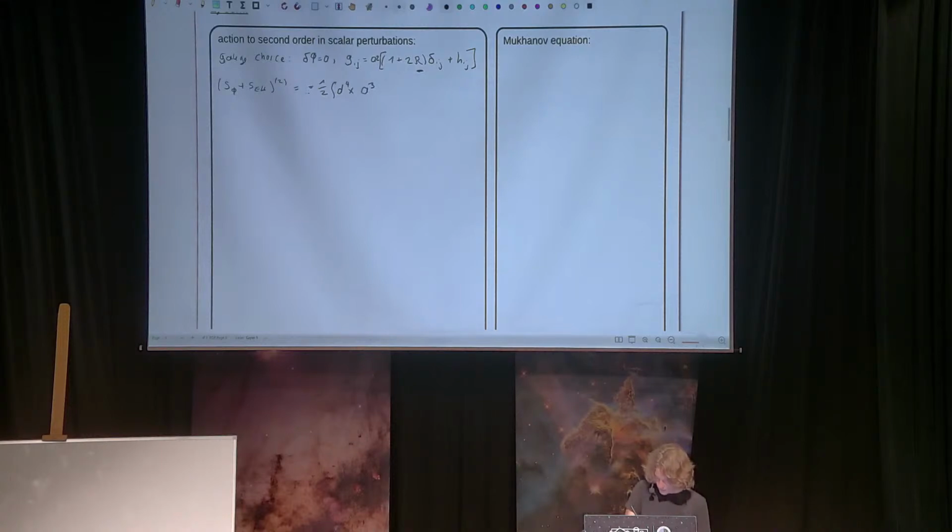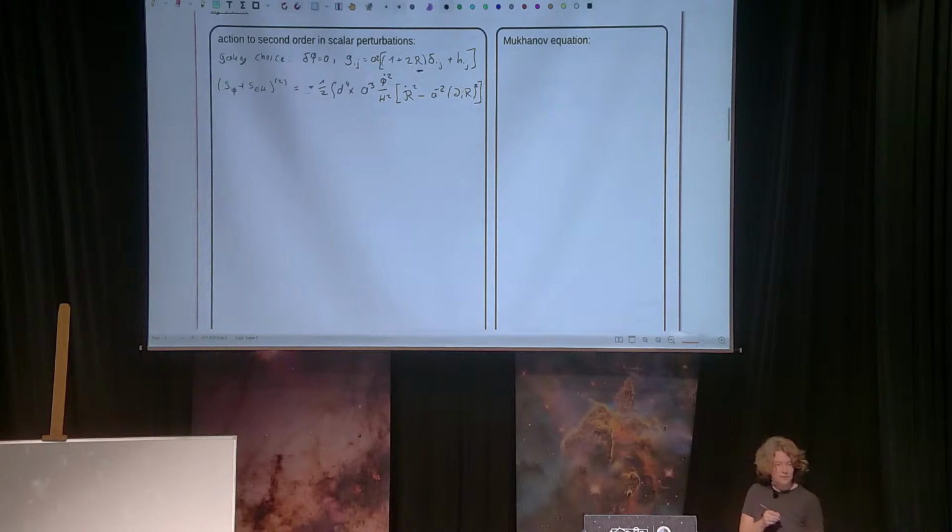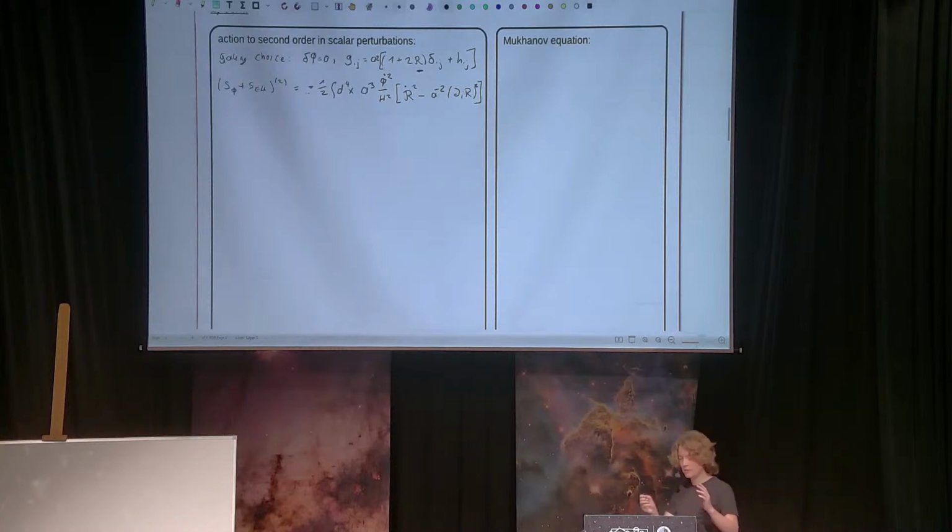So a to the 3 phi dot, well, nearly guessed it, not quite. Phi dot squared over H squared, R dot squared minus a to the minus 2 (del R) squared. Okay, so basically this is more or less a box operator, but with some factors of phi dot over H, which take into account that there was also the scalar field and the expansion of the universe in the game.